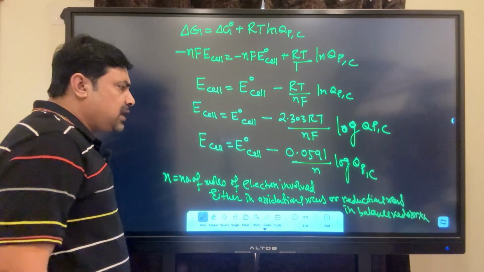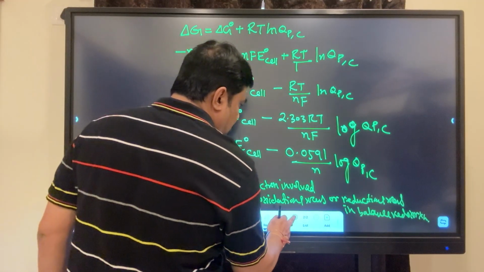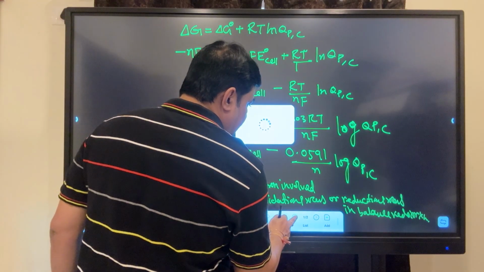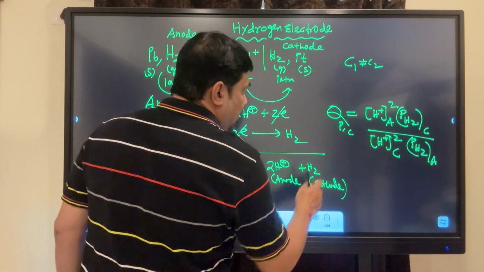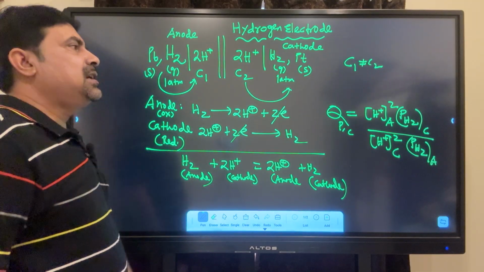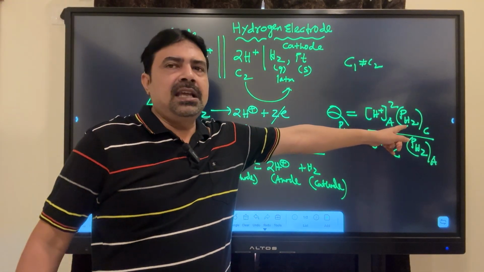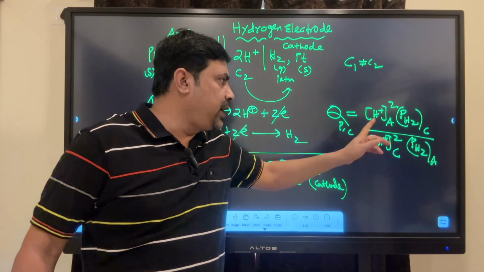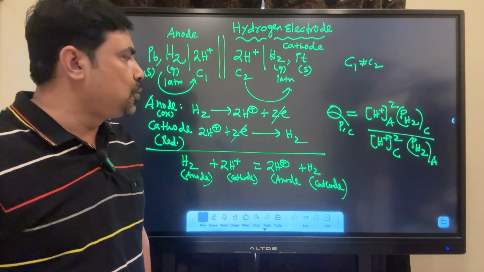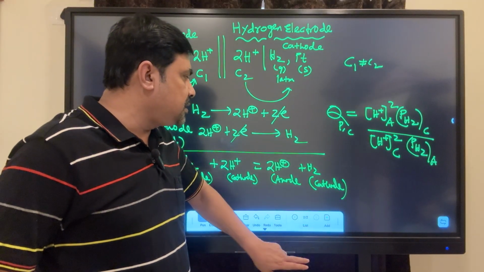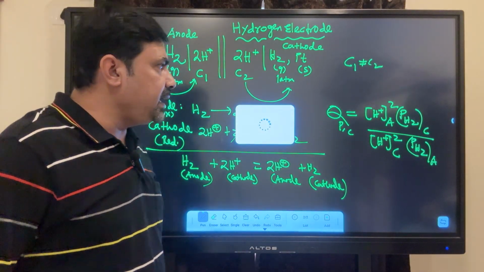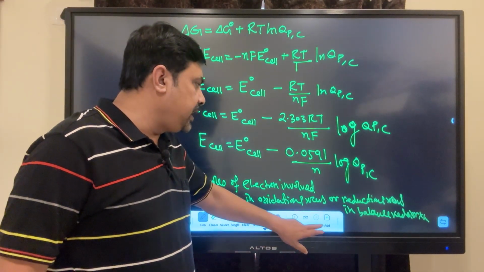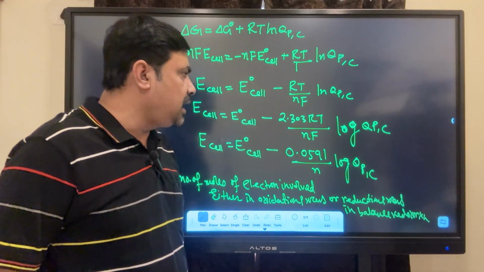Now we already know the expression. What was our Qpc expression? If you look at the previous slide, there we derived it. We will put that here. Qpc equals H plus concentration at anode into partial pressure of hydrogen at cathode, divided by partial pressure of hydrogen at anode into H plus concentration at cathode to the power 2. Now if we put these expressions into Qpc, we will see what we get, and from there we will get the derivation for the hydrogen electrode.